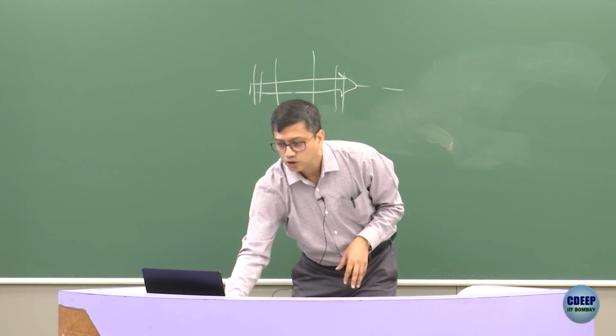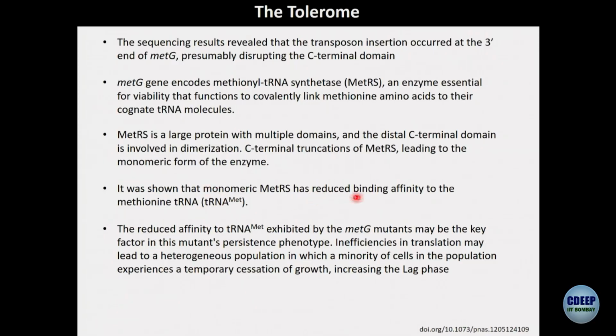So now, monomeric MetRS has a reduced binding affinity. If you delete the C-terminal portion, it will not form a dimer, because the C-terminal part was essential for dimer formation. If it does not form a dimer, it remains a monomer, and the monomer has reduced binding ability for the tRNA. If it does not bind, it will not charge that particular tRNA. So its activity is low in the monomeric fashion. In the dimeric fashion, the activity is higher.